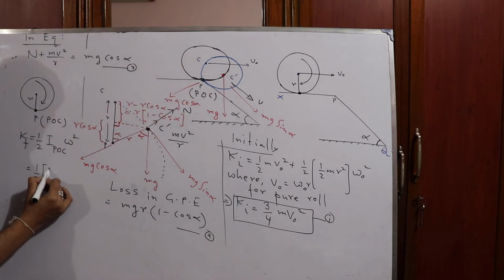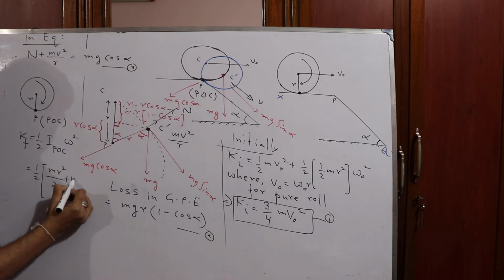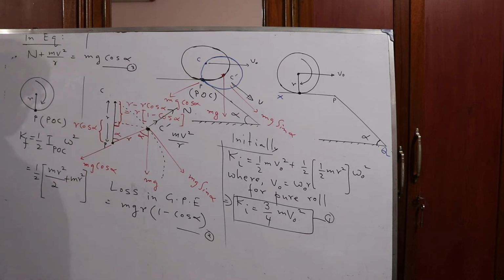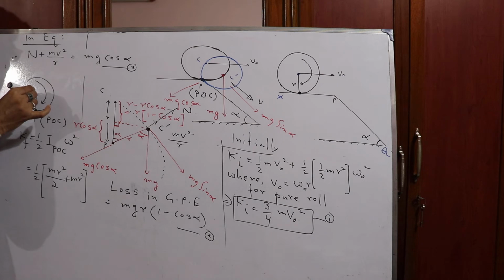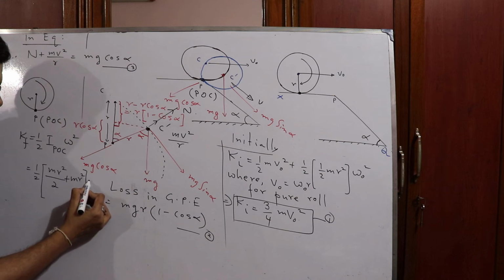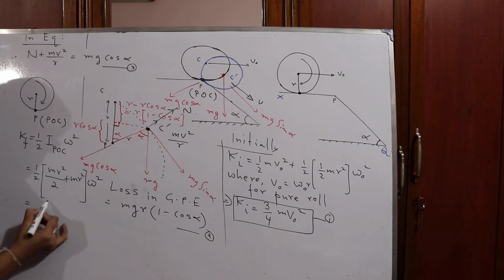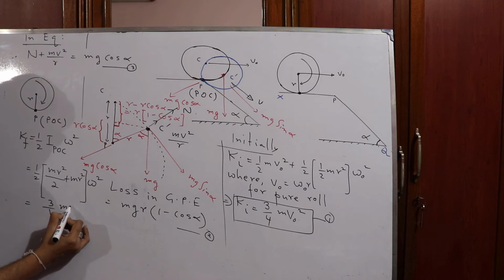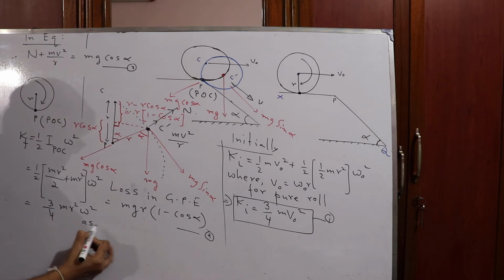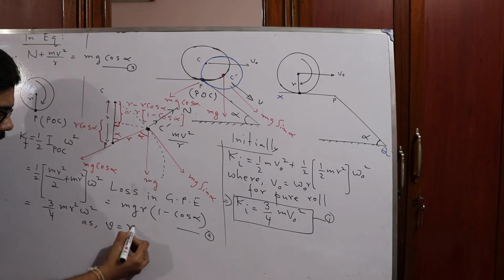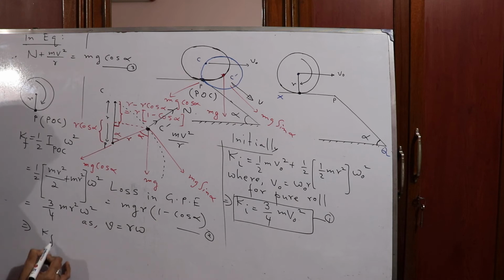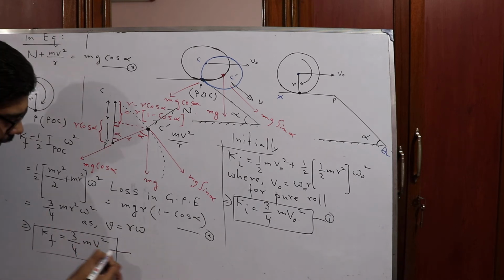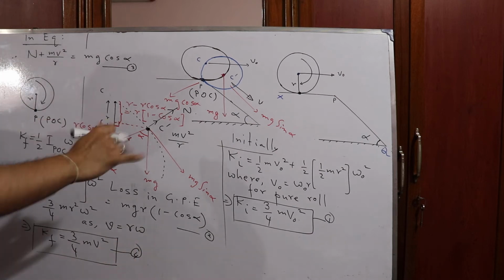So this equals half into I POC. I POC is what? m r square by 2 plus m r square. This one we have got by the parallel axis theorem, because the moment of inertia about the center axis is m r square by 2, and about this axis it is m r square by 2 plus m r square. So this into omega square. Of course you will get 3 by 4 m r square omega square. Now as pure rolling motion occurs here also, v equals r omega, so K final equals 3 by 4 m v square. So this is the final kinetic energy of the cylinder. Okay, now let's see the physics behind it.